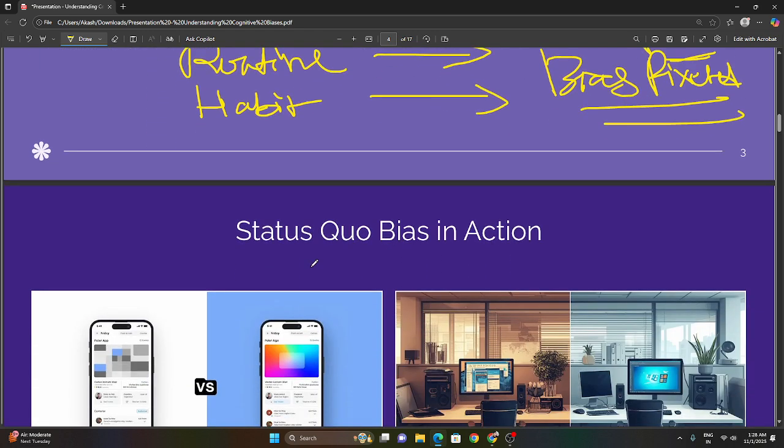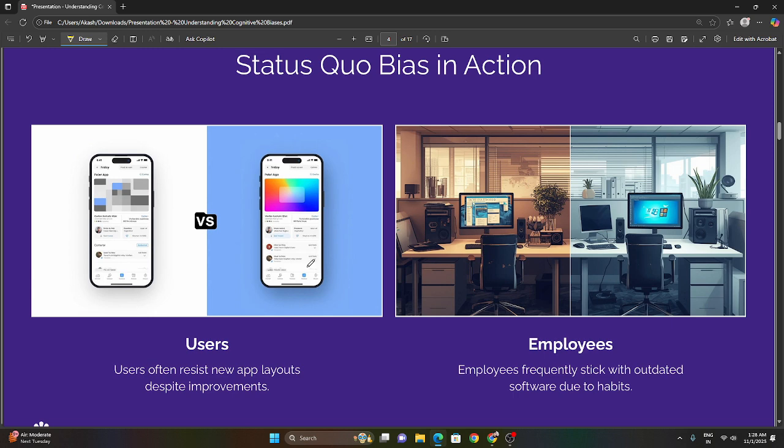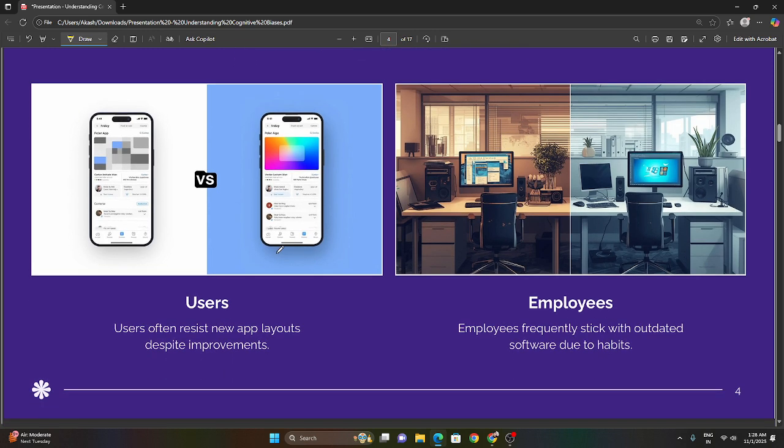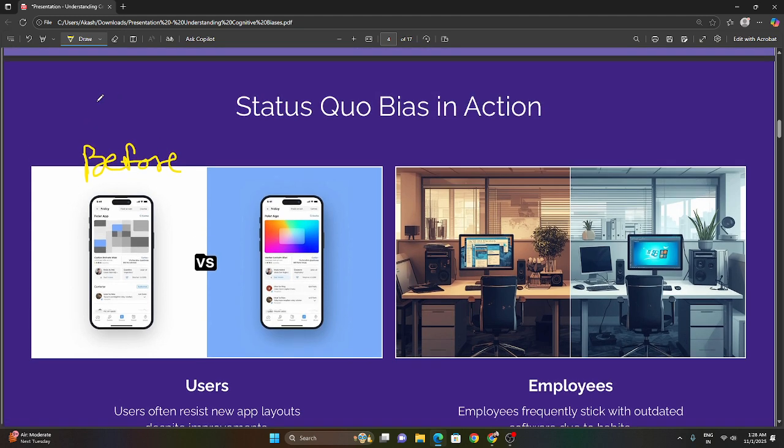For example, users resist a new app layout. This was the past layout, and now this is the new one. People just have this tendency that they always resist a new app layout, even if it's faster, because they are used to the old navigation. They are always familiar with the old one, so they don't like the new one. They do not accept the new one even though it is far better.